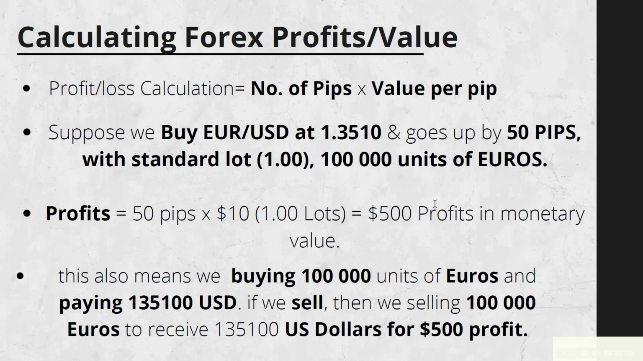All right, so for example, if we buy EUR/USD and then we make a profit of 50 pips having used the standard lot, it simply means that we bought 100,000 units of euros. And if we want to know how much our profit is in monetary value, we're simply going to take 50 pips and multiply that by 10, because if we use the standard lot, a single pip that we make is worth $10, right? So we multiply 50 by 10. That means you would have made $500 profit in monetary value, right? So that is basically how you calculate the amount of money that you would have made.